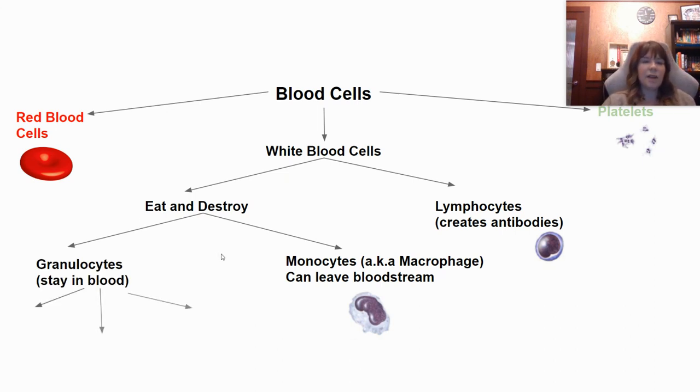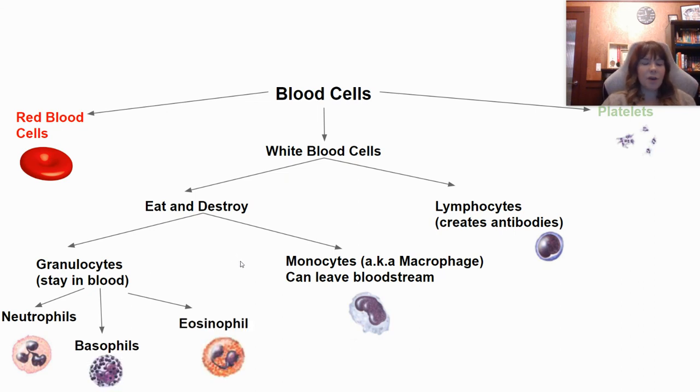Granulocytes are the ones that stay in the body, and there's a couple different types: neutrophils, basophils, and eosinophils. Now, you'll notice the three differences between these, ladies and gentlemen, is neutrophils, okay, have three little nucleuses inside. They're really tiny, okay. Same with basophils. They're a little darker in color. They look more purple, like a purple dot. And eosinophils actually look red under a microscope. And that's simply because of what's inside of them. But essentially, they all stay in the blood and they eat and destroy.